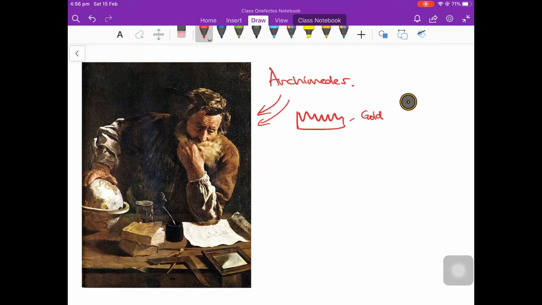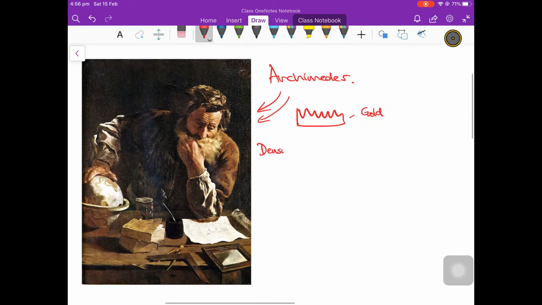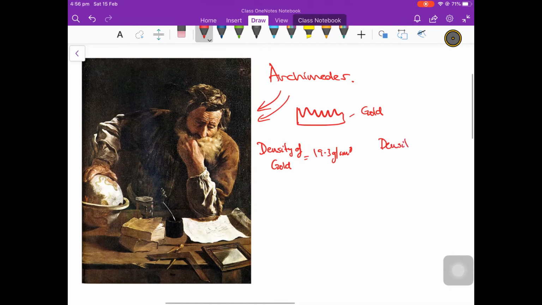So Archimedes thought about this and he realized, hey, if I know the density of gold, I can compare that to the density of the crown and figure out whether this crown is real or not. The density of gold is 19.3 grams per centimeter cubed, and he could compare that to the density of the crown. And again, if they were the same, it means that the crown is made of gold. If the densities are different, then there's something else instead of gold.